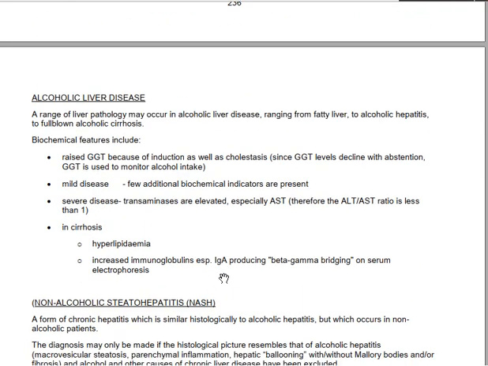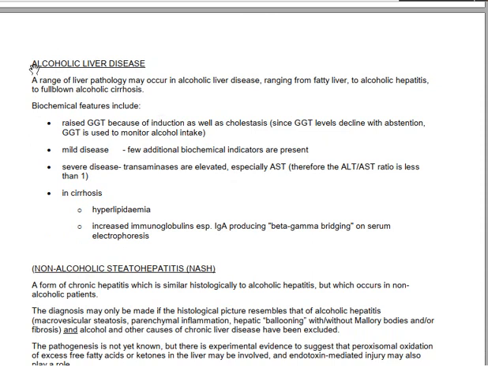Characteristic. Now the next one is alcoholic liver disease. The biochemical change in alcoholic liver disease is that the AST is going to be greater than the ALT. The ratio of AST to ALT is going to be greater than 1, whereas the contrary is less than 1. You are also going to have raised gamma glutamyl transferase, while the other elements of cholestasis, like alkaline phosphatase, are going to be low, and you also have mild disease. In this patient you can have cirrhosis, which is characterized by hyperlipidemia and an increase in immunoglobulins.